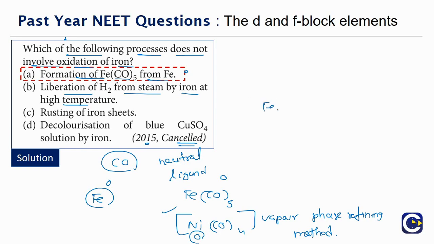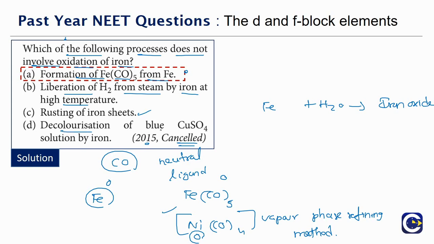Whereas if you look at the other options, liberation of H2 from steam at high temperature. So when H2 is released, basically it is because of the formation of the iron oxide. So iron is undergoing oxidation. Rusting of sheets, it's basically hydrated iron oxide. That is the chemical composition of the rust.